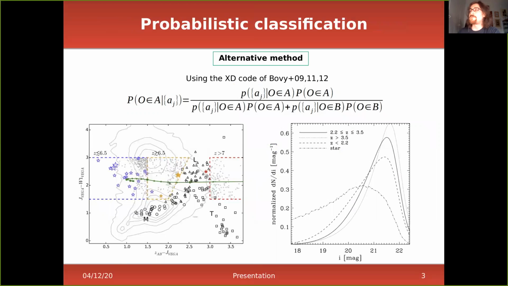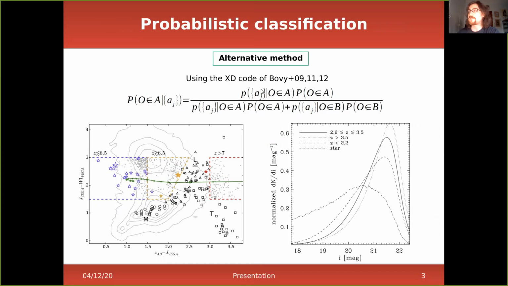So what we are proposing here is an alternative method based on the extreme deconvolution code made by Bovy et al. 2009. That is actually a probabilistic classification model in which you classify all the objects or all the candidates based on their properties. So for example, let's say you want to classify if an object is a high-z quasar or a contaminant. The probability of this object being a high-z quasar is given by the probability of the object being a high-z quasar based on its properties.